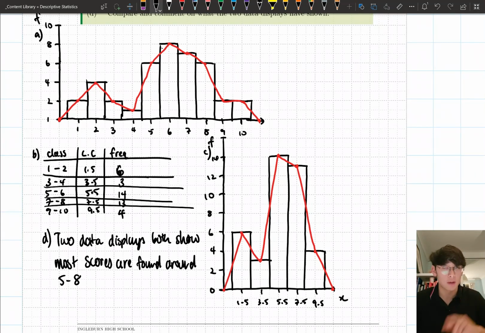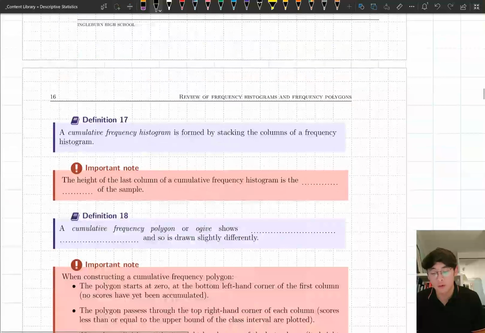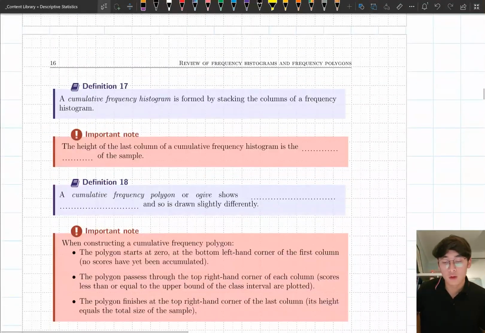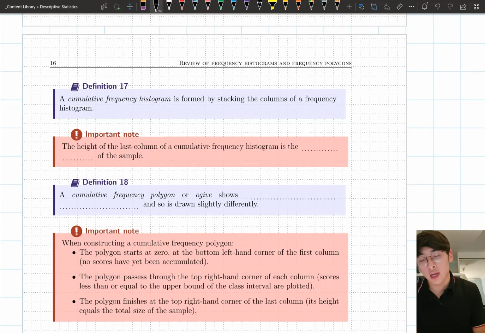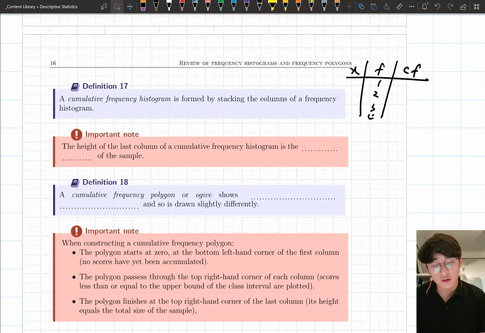Okay, so that's our first type of graph covered, our frequency histogram and polygon. Let's move on to our second one. Our second one is our cumulative frequency histogram and polygon. Now, if you remember from the last lesson, we talked about creating our frequency table, where we had our scores and our frequency, and we can also include an extra column for our cumulative frequency. And how we get this is we just add up all our frequencies up until that point.